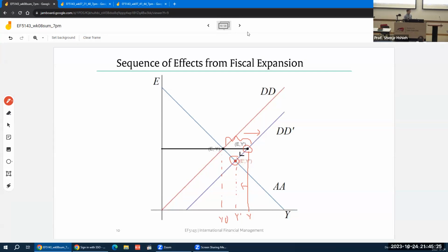All right, so I hope it's clear that you see that the full potential of the output is not realized, right? It's not a 1-for-1 increase in output. It's actually much less because of the strengthening of the home currency.